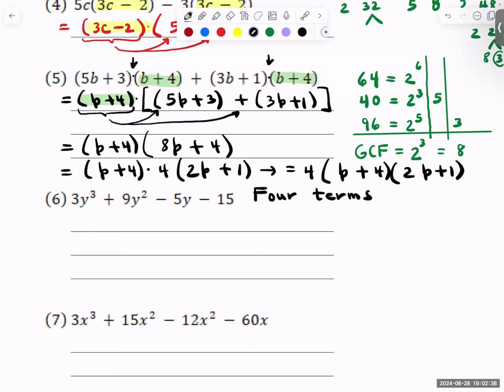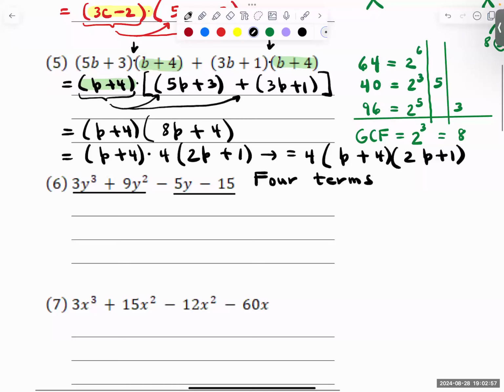In this example, we can group the first 2 terms because they have a common factor of 3y squared. And if we group the second pair, we have a common factor of positive 5. Keep in mind we have a minus in the middle. So by the grouping method, the grouping symbols we could use are parentheses. So let's group the 2 pairs.